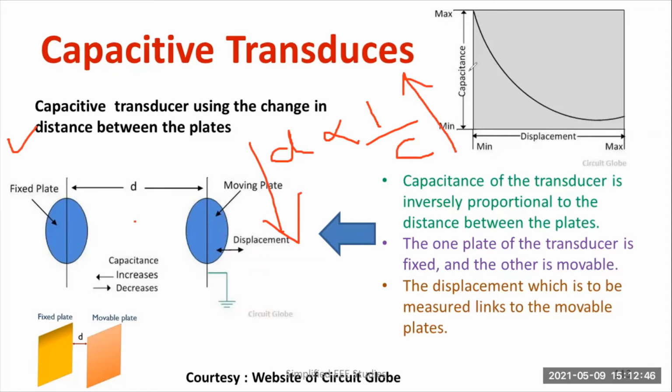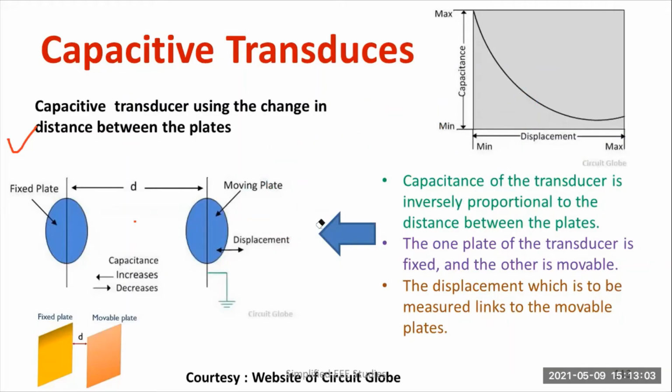You can observe one graph which shows the relation between capacitance versus displacement. This is a hyperbolic curve. So you can depict the relation between the capacitance and displacement by looking at the graph. It is very clear. Okay. So I have written the explanation also.